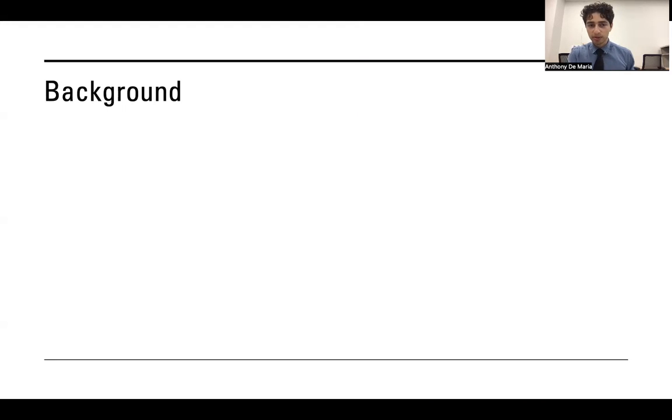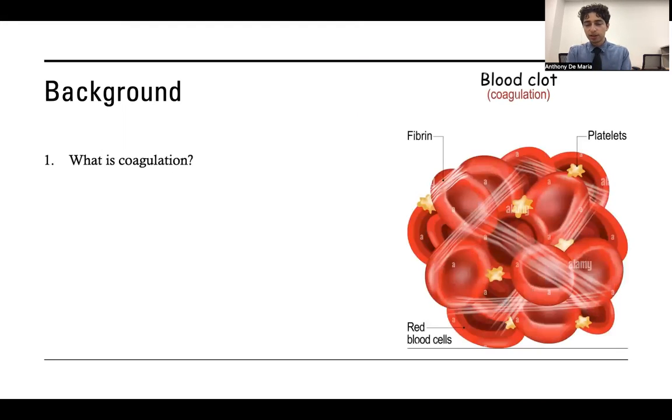So, some background. What is coagulation? Well, coagulation is the activation of platelets and fibrin to form a blood clot. And a blood clot consists of platelets that are stuck together by this protein called fibrin. And this protein forms a net across the platelets to keep them stuck to where the site of injury is. Without fibrin, the clot would dissolve or float away from the site of injury.